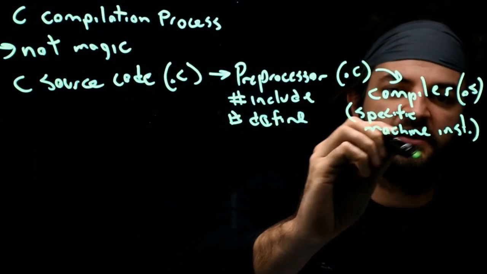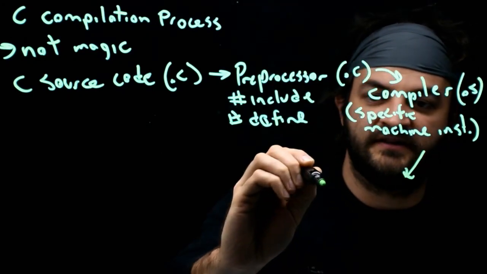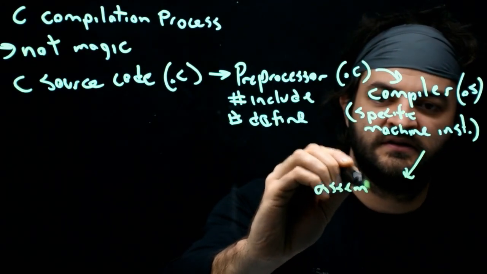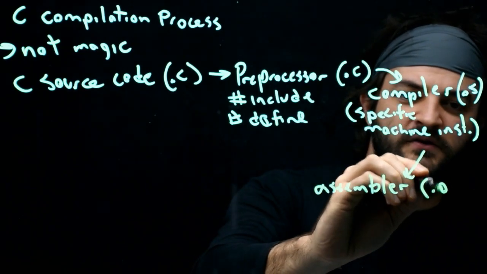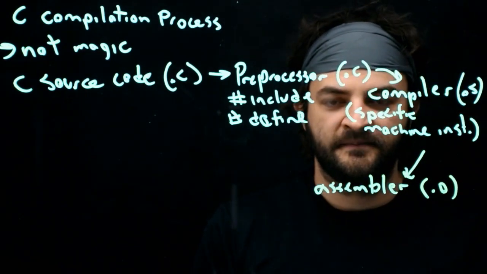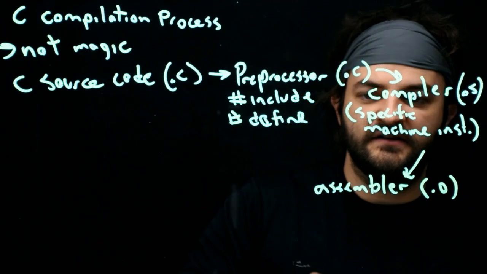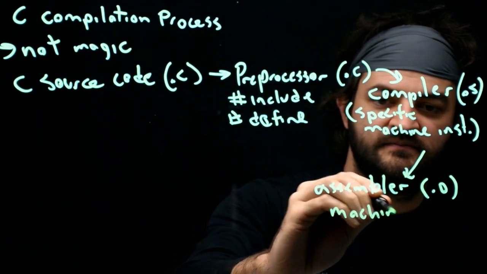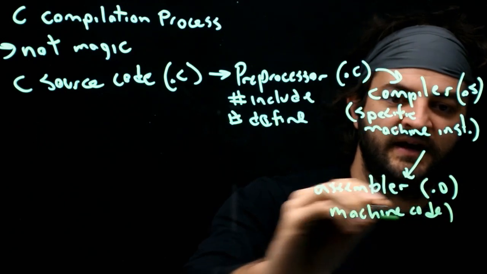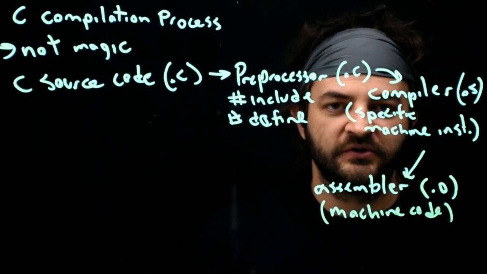So where does the assembly go? The assembly goes to the assembler, another program that outputs a .o or object code. And this is going to be actual machine code. It will be in binary. It will no longer be human readable.